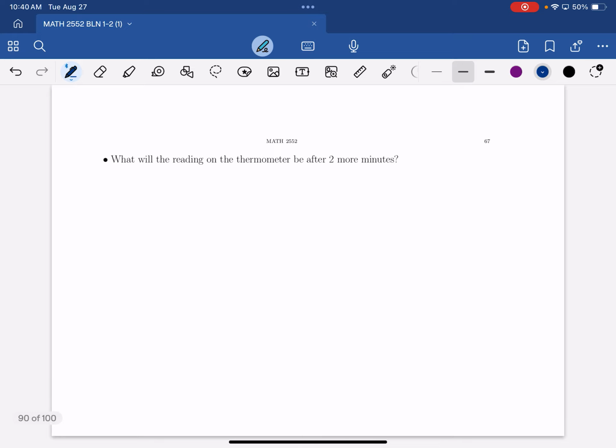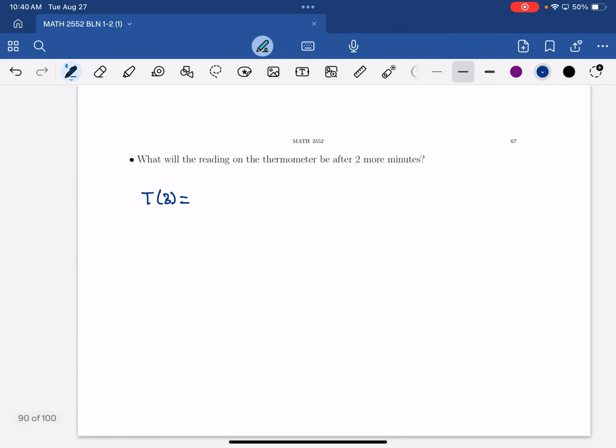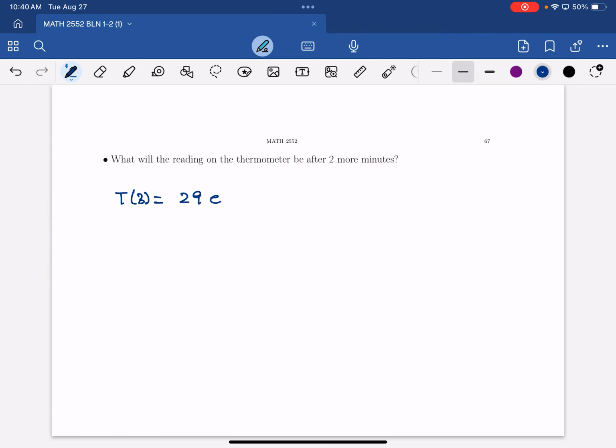Now, what will be the reading on the thermometer after 2 more minutes? After 2 more minutes means T of 3. So that's going to be 29 times e to the negative 0.594 times 3, minus 10. You would evaluate it and get the value. Clear? Are you all good with that?